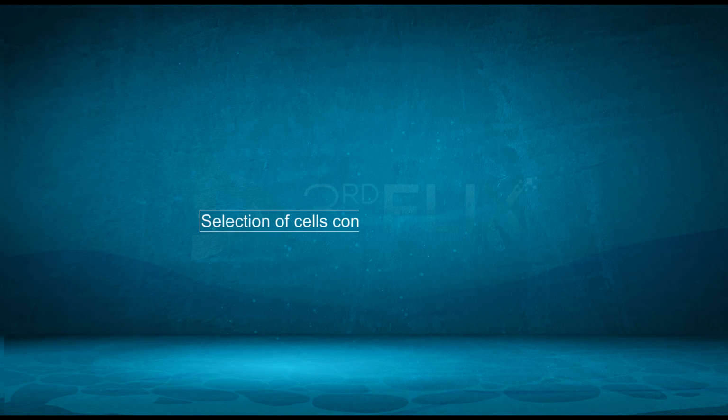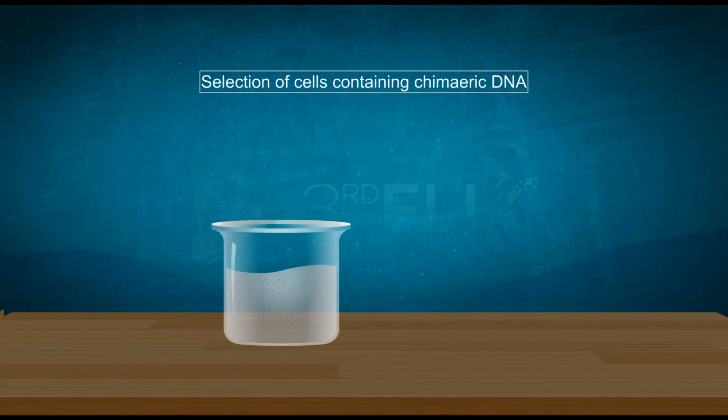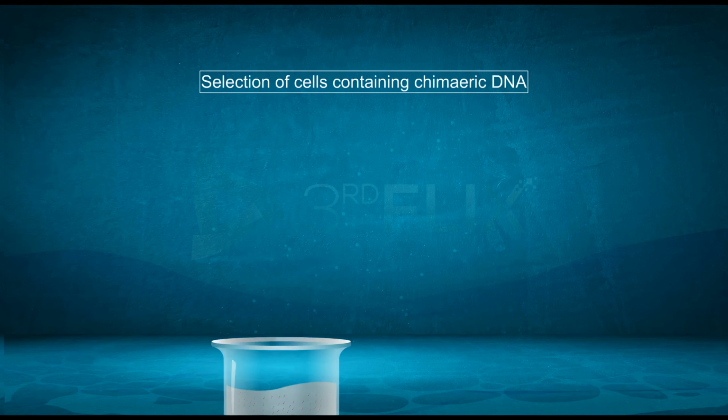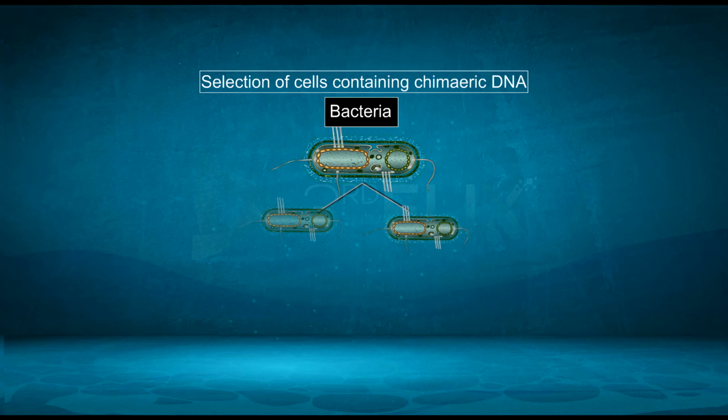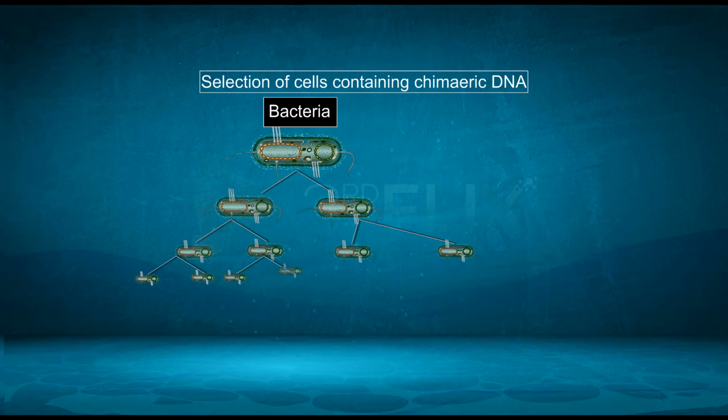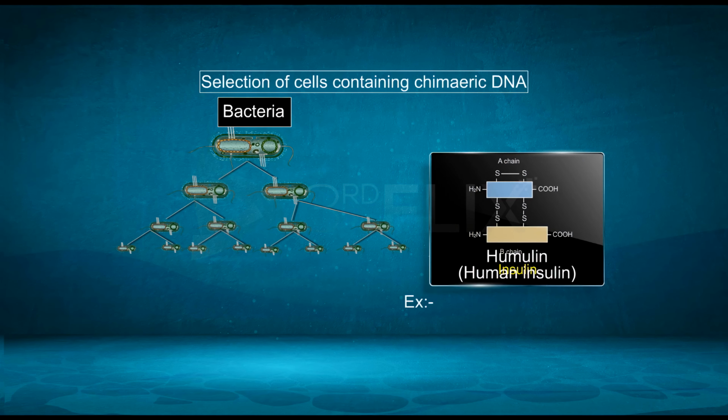Selection of cells containing chimeric DNA. The transformed bacteria are identified by using genetic markers or by colony hybridization technique. Genetically engineered bacteria are propagated in large quantities and the product formed by the donor gene is recovered.